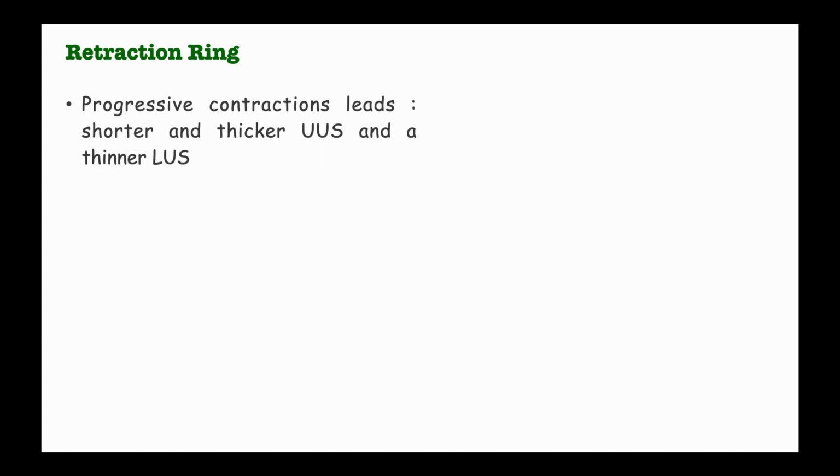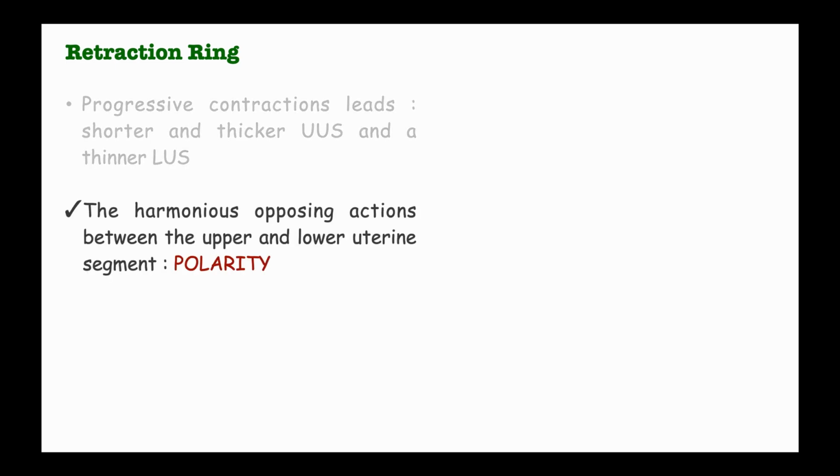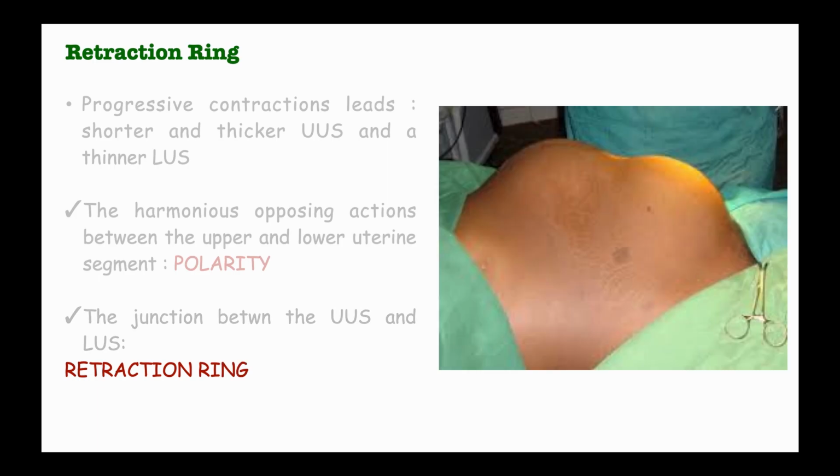Now, as the uterus contracts in labor, the upper uterine segment becomes shorter and thicker, whilst the lower uterine segment becomes thinner as it dilates. And so, the harmonious opposing actions of the upper and lower uterine segment is what we call the polarity. And the junction which is created between the upper and the lower uterine segment is what we refer to as the retraction ring.